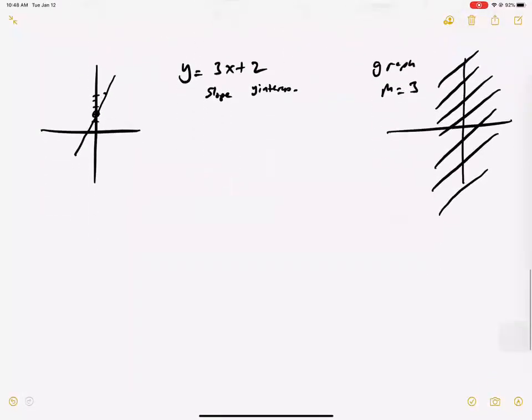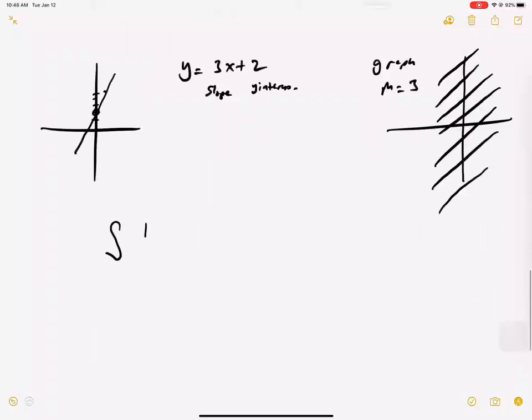Let's go ahead and take a look at another example here. Let's take the integral of 1 over x squared dx. Okay.